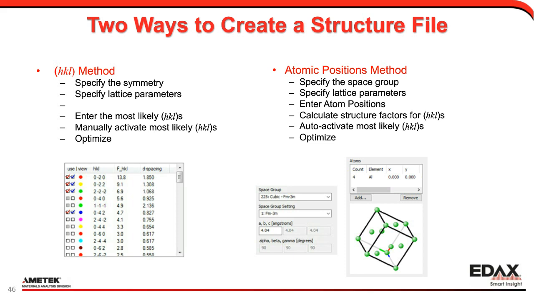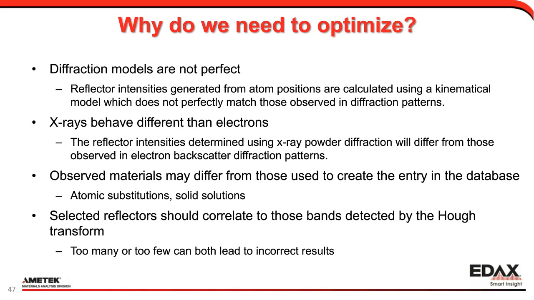So why do we need to do this optimization step? Well, the diffraction, we know the kinematical model is not perfect, and so we have to do some optimization. If you're using X-ray results for your reflectors, we know X-rays behave differently than electrons. The physics are different, so we need to optimize for electron backscatter diffraction. And then the observed material you may be looking at may differ from that used to create the entry in the database, so maybe you need to play with that a little bit. And then the other key is that the selected reflectors need to correlate to the bands found by the Hough transform. So you bring that into the mix as well.